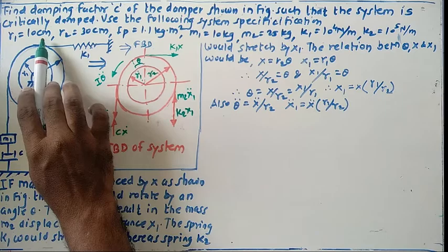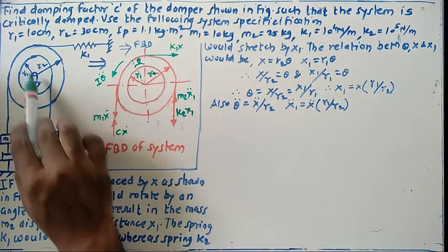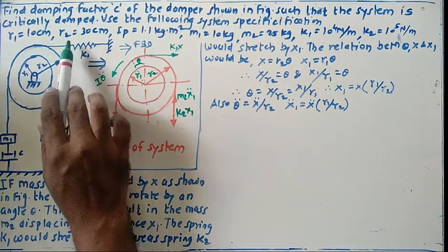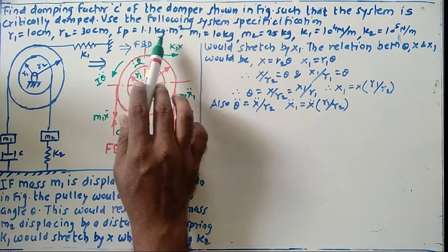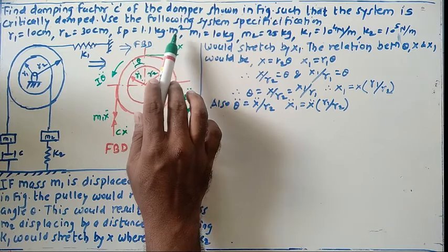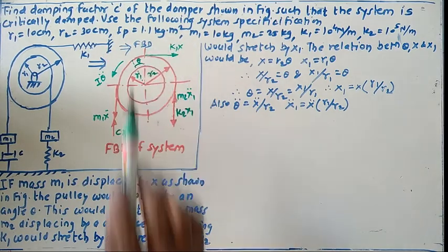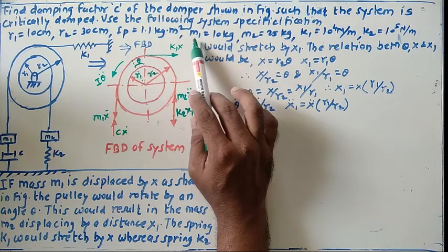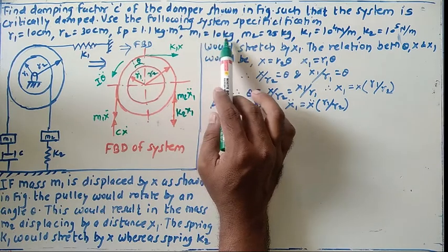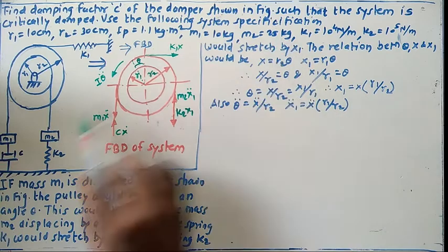R1 equals 10 centimeter. So R1, this distance, is given as 10 centimeter. Then R2 is 30 centimeter. IP equals 1.1 kilogram meter square, this indicates the moment of inertia for the given system. And then M1 is 10 kilogram, this one. M2 is 25 kilogram.